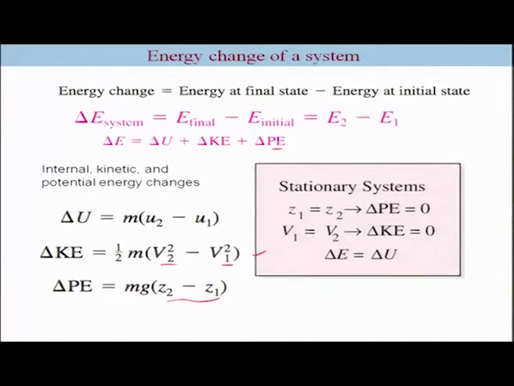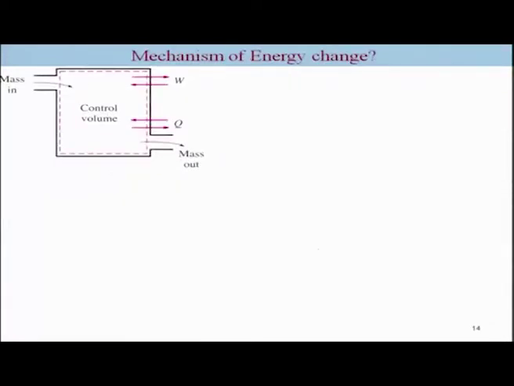For the stationary system, there is no change in the elevation, so delta PE is going to be 0, delta KE is going to be 0, and hence delta E is nothing but the change in the internal energy. But what we considered earlier was basically for the closed system where the mass interaction was not there. But generally there could be mass interaction. So, we will consider the control volume for the flow system.